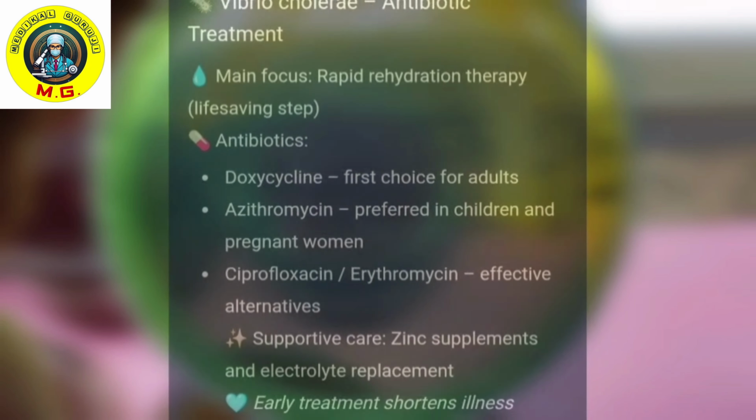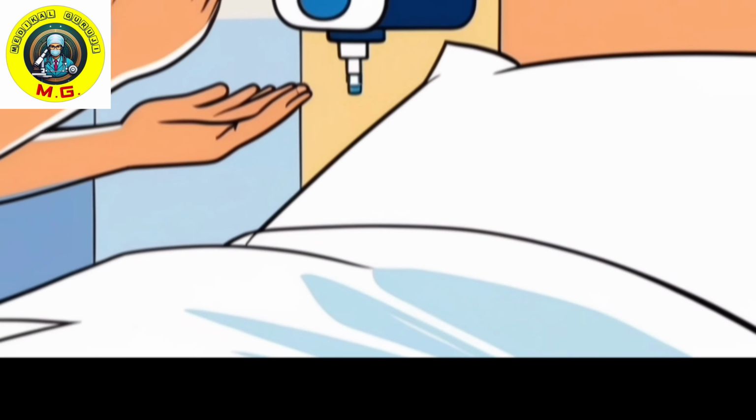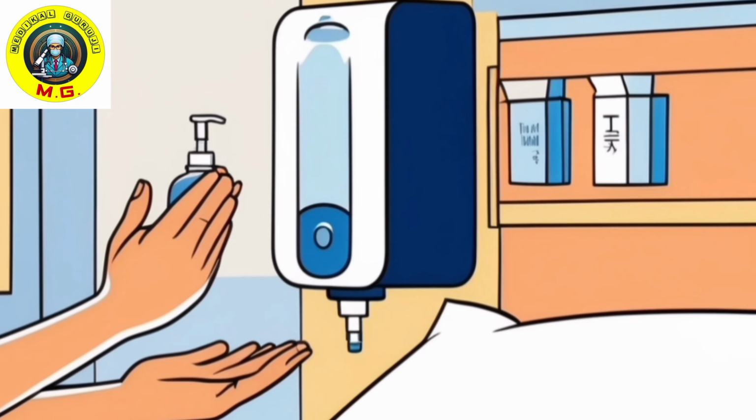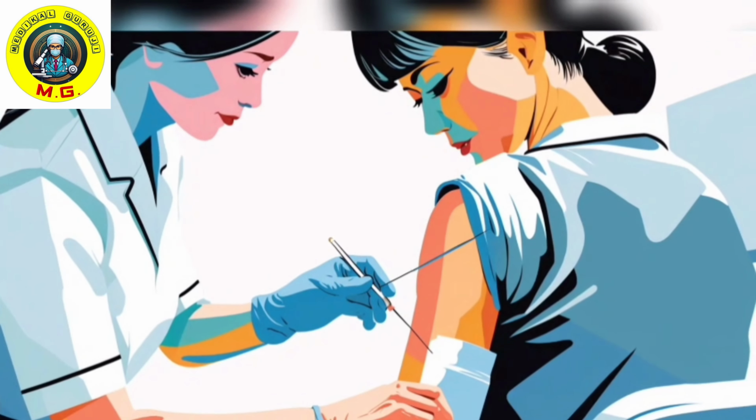In case of treatment and prevention, prompt rehydration therapy is life-saving. Antibiotics like doxycycline or azithromycin can shorten the duration and severity. Zinc supplementation helps in children. Safe drinking water, sanitation, hygiene, and cholera vaccination in endemic areas are some of the prevention methods against Vibrio cholerae.